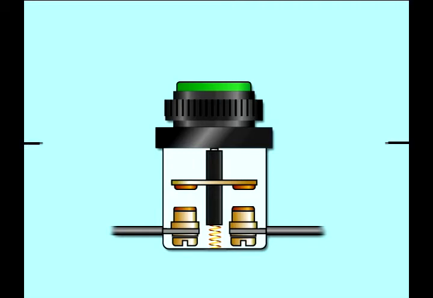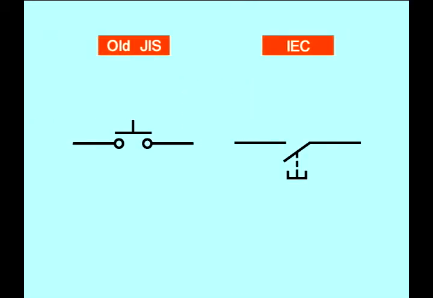The A contact push button switch closes the circuit when the button is pressed and opens the circuit using spring force when the button is no longer being pressed.